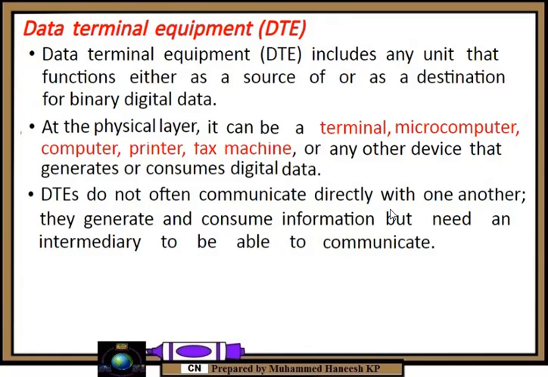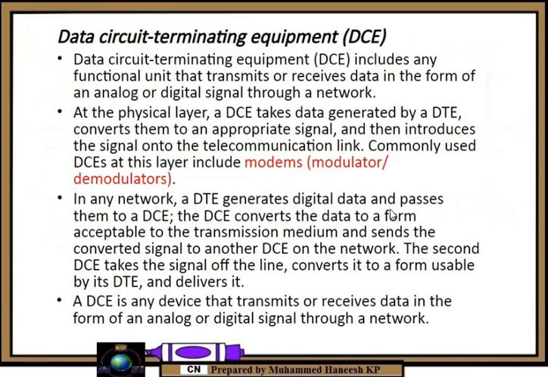Now this is about data terminal equipment. Data terminal equipment includes any unit that functions either as a source of or as a destination for binary digital data. At the physical layer, it can be a terminal, microcomputer, printer, fax machine, or any other device that generates or consumes digital data. DTEs do not often communicate directly with one another. They generate and consume information but need an intermediary to be able to communicate.